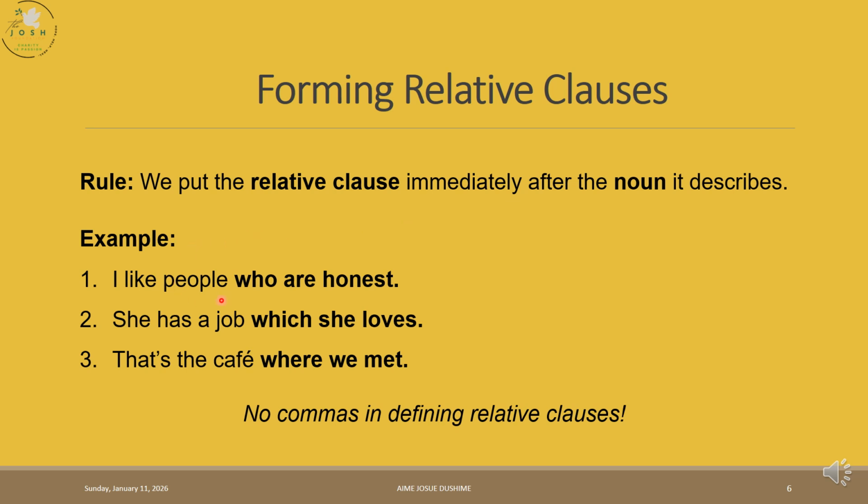Example, I like people who are honest. This who is describing this noun people. She has a job which she loves. This which is describing the job, the noun job. Means like the relative clause is following exactly a noun. That's the cafe where we met.